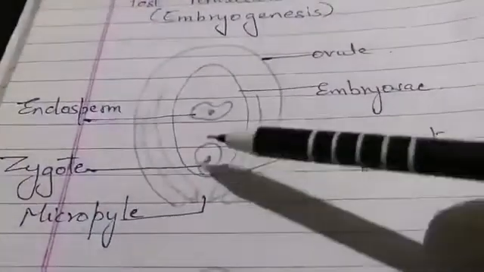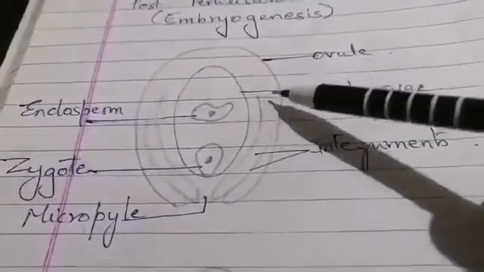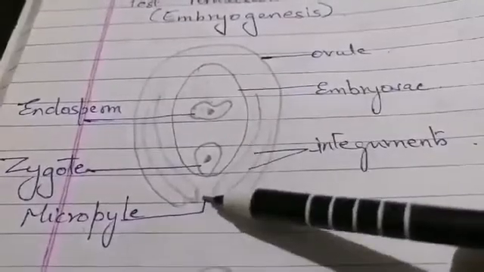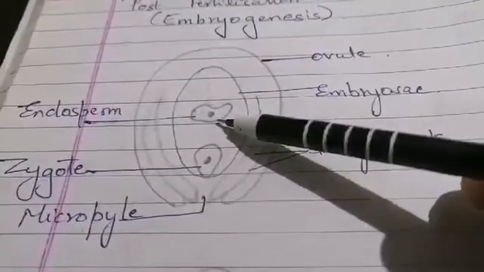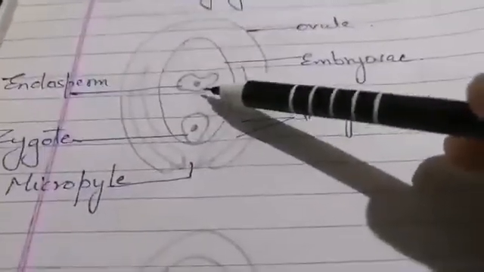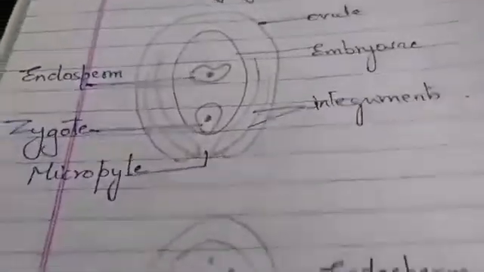Now, this is your zygote which is formed in the embryo sac. You can see this is your embryo sac. This is your ovule. Fine. And these are the integuments. This is the micropyle end and this is the endosperm. Okay, polar nuclei fused with the male gamete, isn't it? Now its condition is 3n and this is 2n. Already we have discussed it.